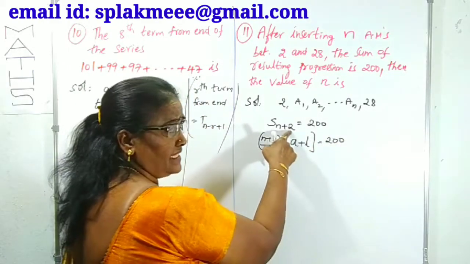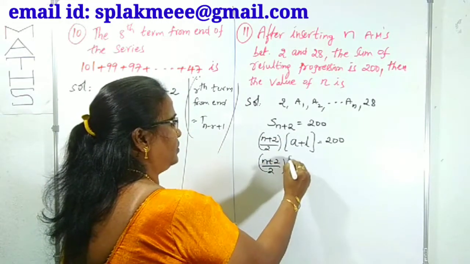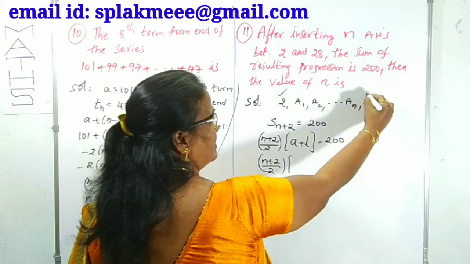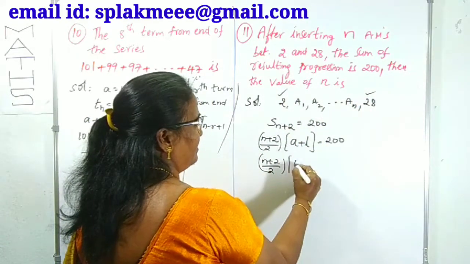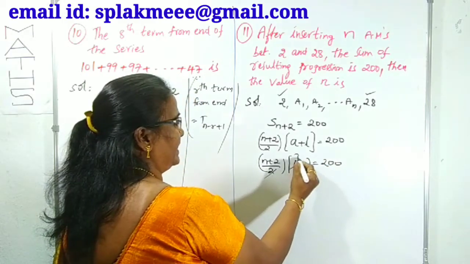But in place of n, there is n plus 2. That is (n plus 2) by 2 into first term 2 plus last term 28. 2 plus 28 is 30, equals 200. Now it will be cancelled, 20 times.